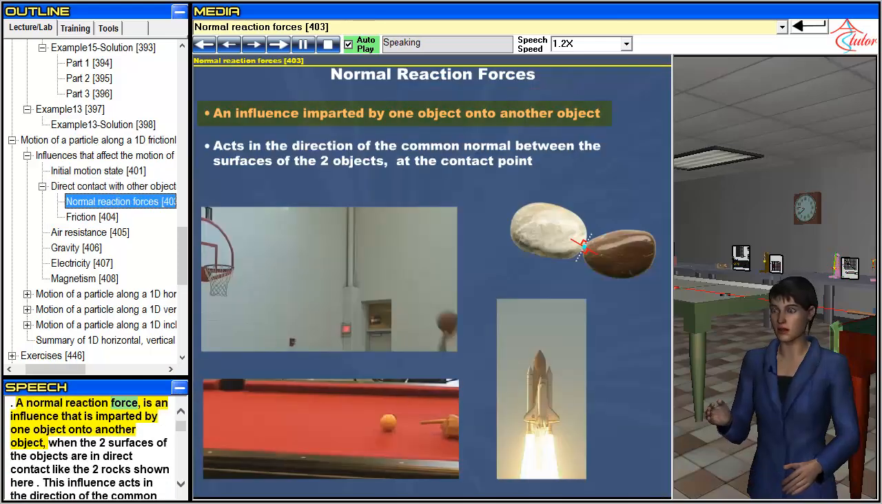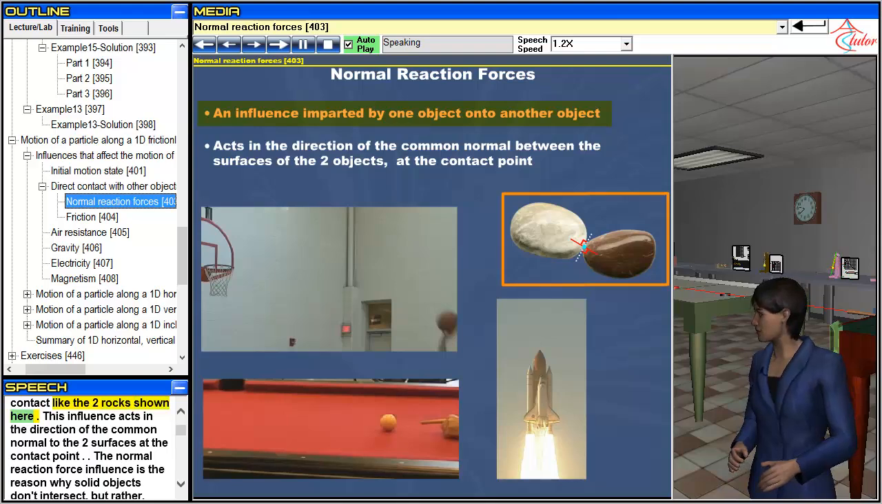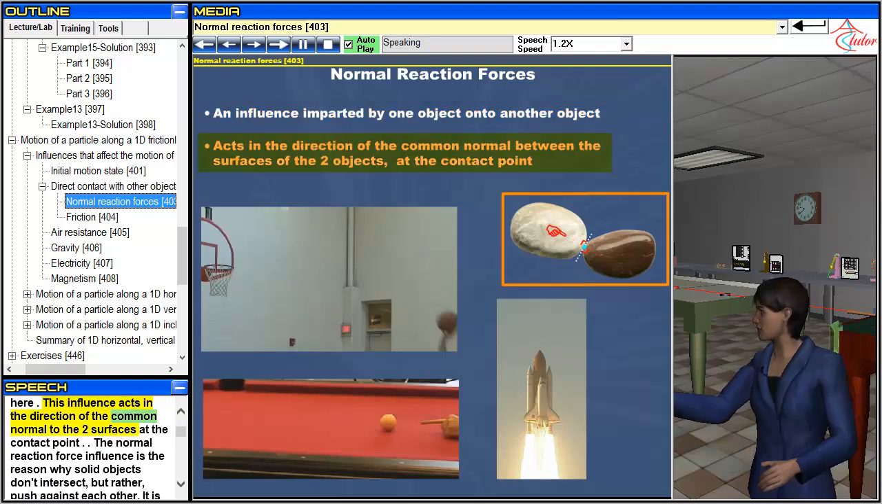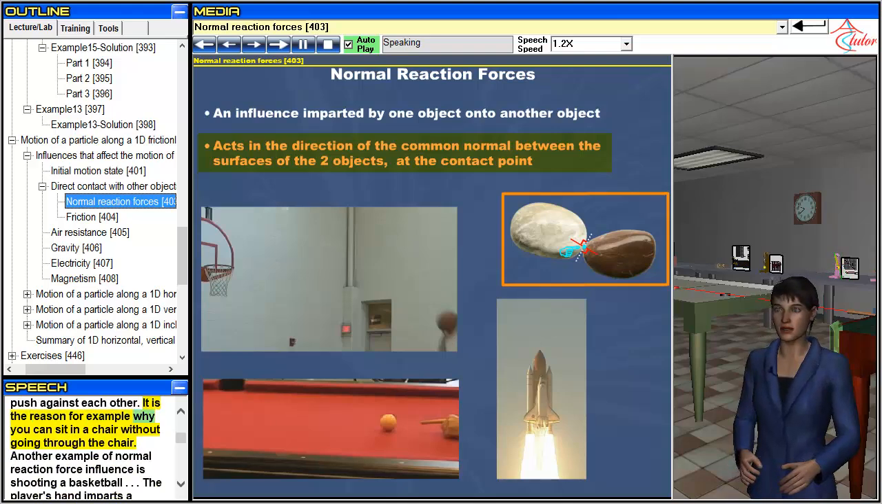A normal reaction force is an influence that is imparted by one object onto another object, when the two surfaces of the objects are in direct contact, like the two rocks shown here. This influence acts in the direction of the common normal to the two surfaces at the contact point. The normal reaction force influence is the reason why solid objects don't intersect, but rather push against each other. It is the reason, for example, why you can sit in a chair without going through the chair.